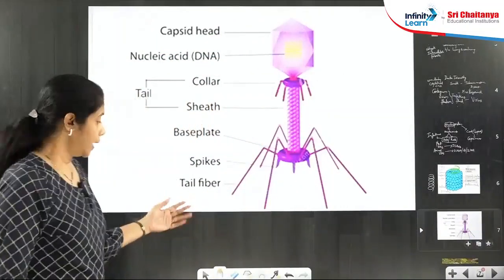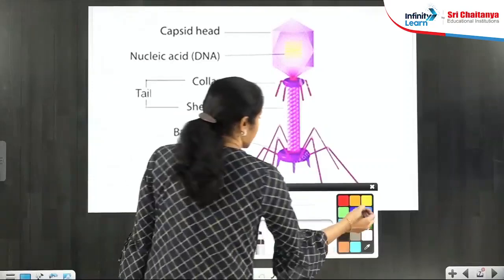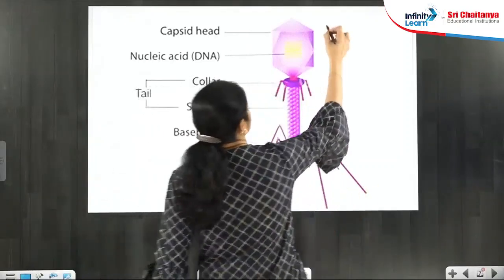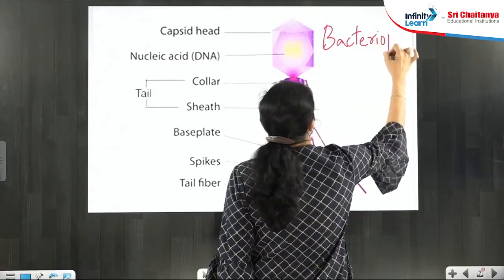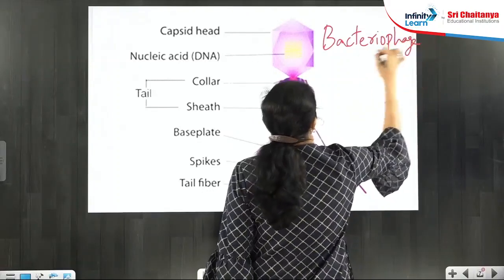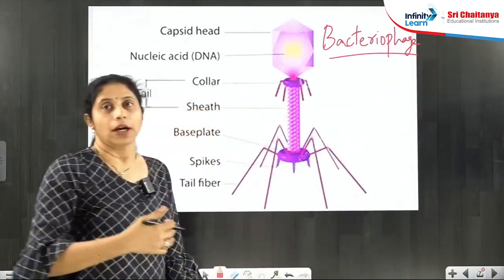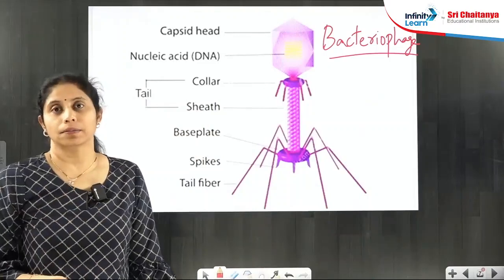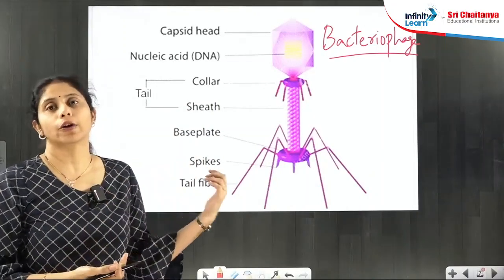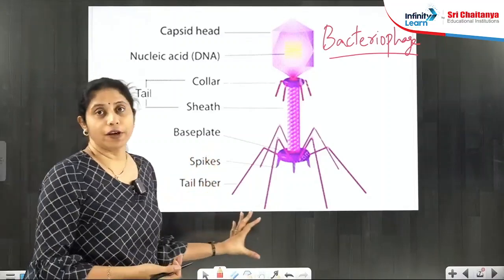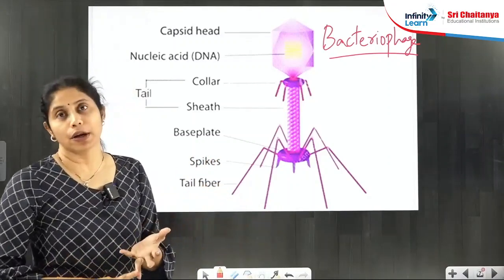Okay. Now the next one, these are bacteriophages. This is called bacteriophage because it will infect bacteria. Phage means it is a virus which infects the bacteria. It is called bacteriophage. A typical bacteriophage also has nucleic acid and protein coat only.